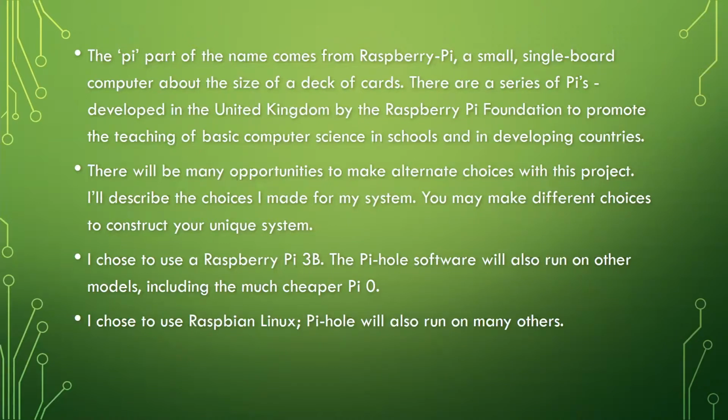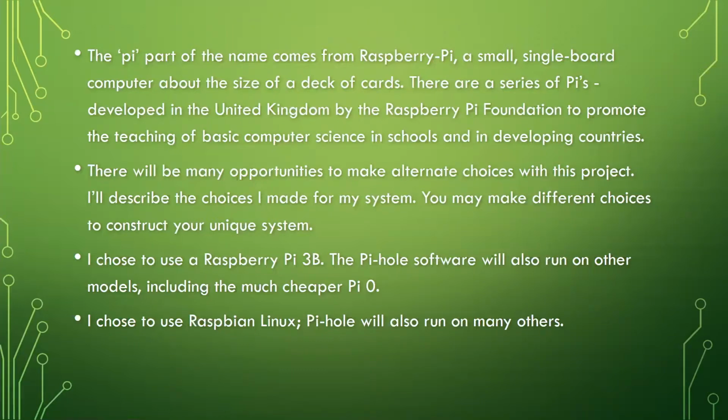For the operating system, I chose to use Raspbian Linux, which is a variety of Debian Linux adapted for Raspberry. It's available through the Raspberry Pi site, and you may choose others. It will run on many others, and in fact, Pi-hole will run on other hardware too.